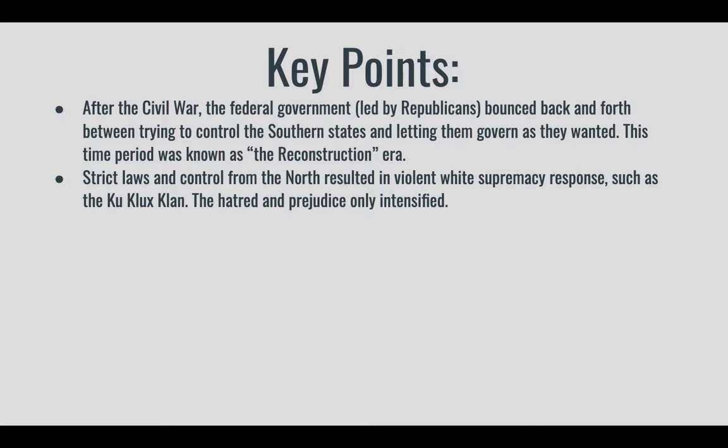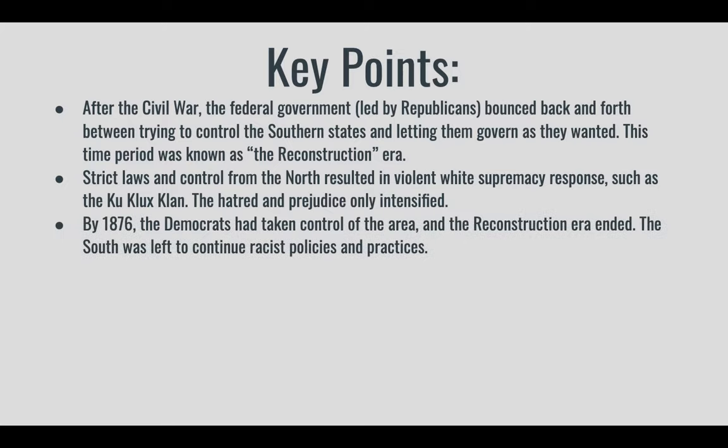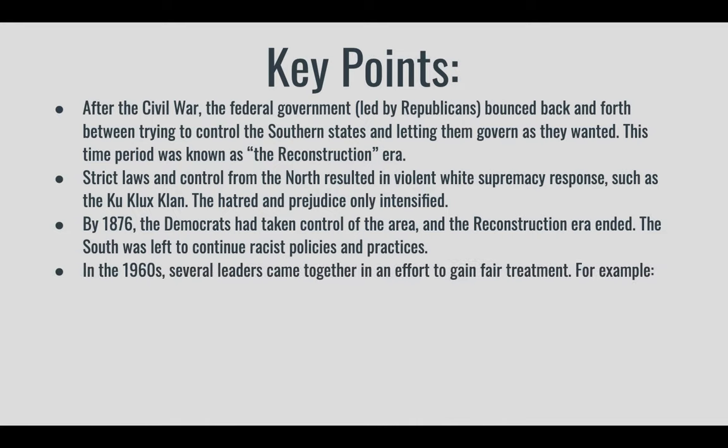These strict laws and controls kind of just backfired and made the South hate the North and hate African Americans even more. So eventually, the Democrats were able to retake control of their own local governments, and they basically did the opposite of what had been done. They changed all the laws and policies to be purposefully racist and prevent African Americans from having fair and equal treatment. So eventually, by the 1960s, leaders came together in an effort to change this.